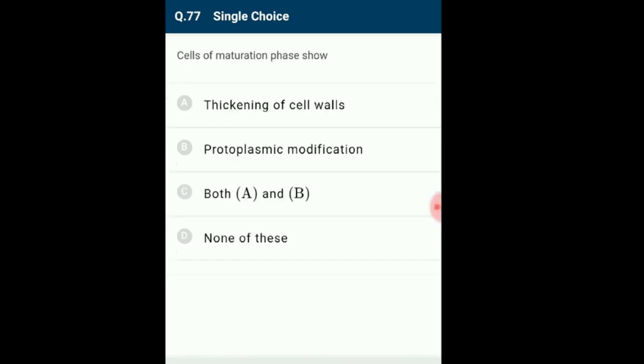Question number 77. Cells of maturation phase. Cells of the maturation phase attain their maximal size in terms of wall thickening and protoplasmic modification. Cells in this phase become structurally and functionally specialized, like xylem vessels that lost protoplasm. The endodermal cell wall gets deposited with suberin. So the answer is option C, both A and B.